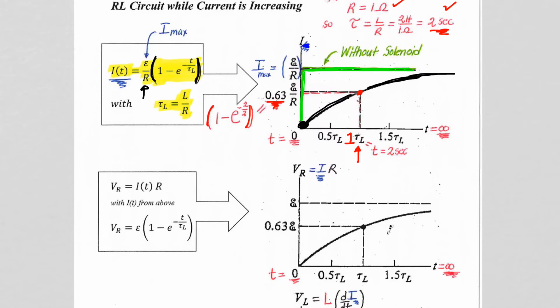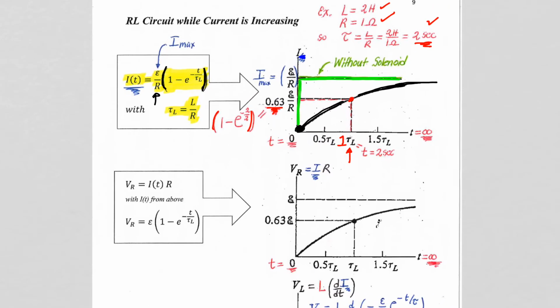Well, the voltage across the resistor is very easy to understand because of Ohm's law. We have V equals IR, so our I function from above is the current that we use because the resistor is in series with the inductor, and we get mathematically identical functionality for the voltage across the resistor.